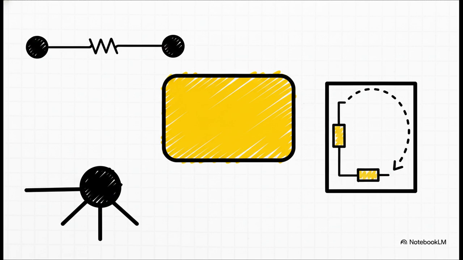From our source nodes, we clearly see these definitions. A node is simply an interconnection of two or more branches. A branch is a direct path joining two nodes. And a closed path, or a loop, is a path that starts and arrives at the very same point without crossing a node twice. By identifying these spaces on your schematic, you're basically giving yourself a spatial map to safely apply Kirchhoff's laws without getting lost.